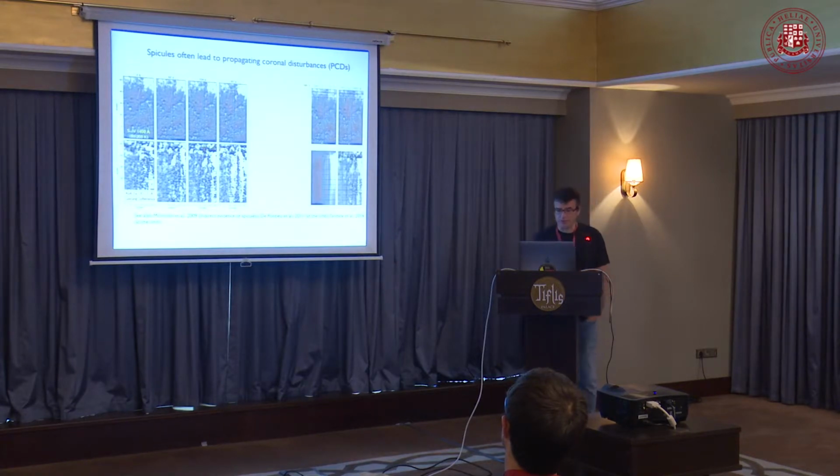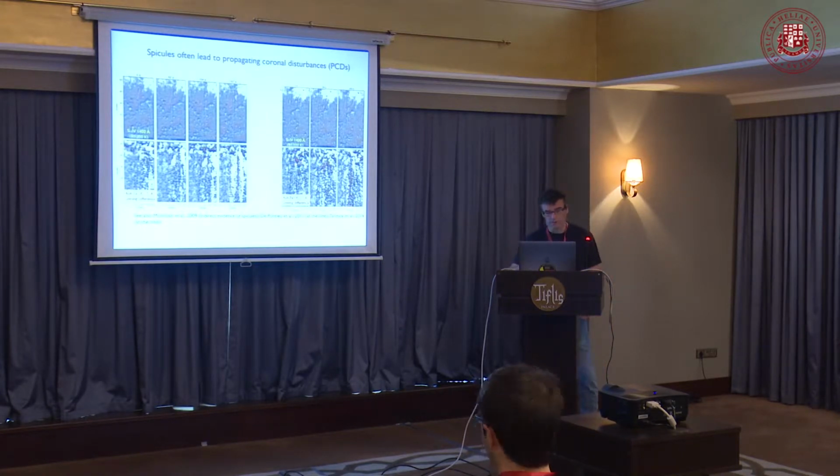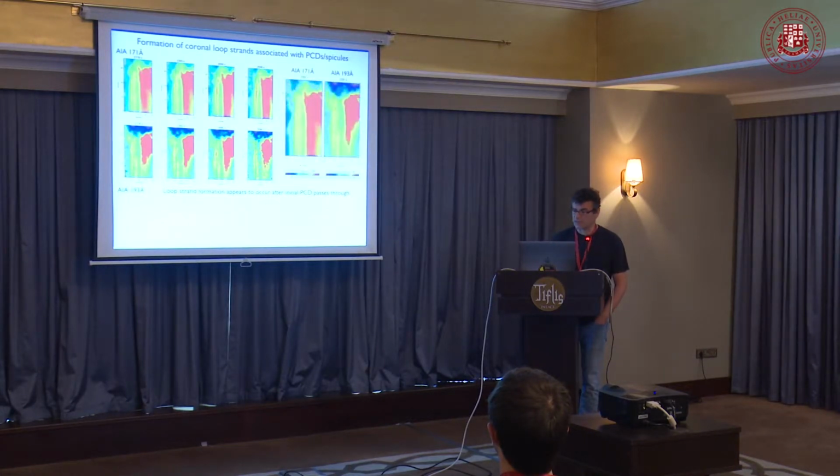And there's another example here, where again there's a spicule forming in that box, and there's a similar feature forming right here, shooting out. When we look at these signals, it's all running difference, and it's pushing the noise levels of the data. When you play around with color tables, you realize that these are not just propagating disturbances, it's actually the formation of a loop strand that seems to be associated with these spicules.